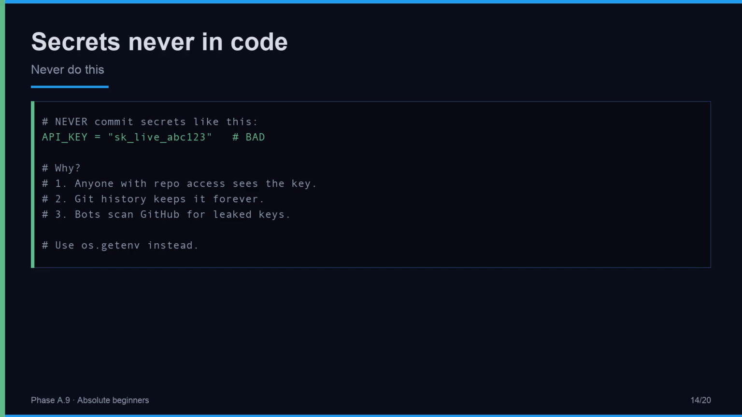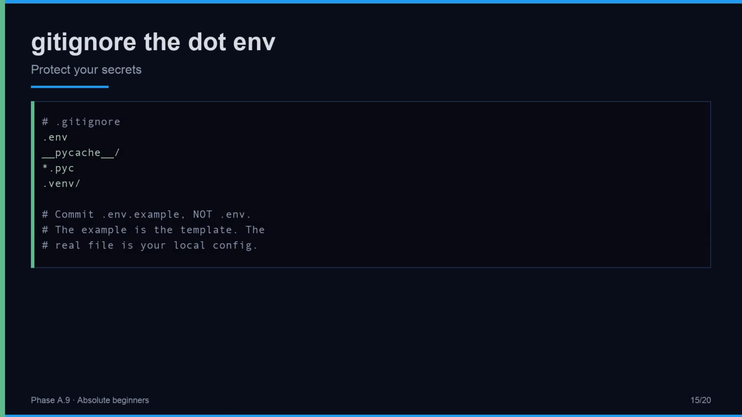Read secrets from the environment with os.getenv. The secret lives in .env, which is git-ignored, or in the real shell environment. Never do this. Add .env to your .gitignore file. This tells Git to ignore the file completely. The real .env never enters version control.